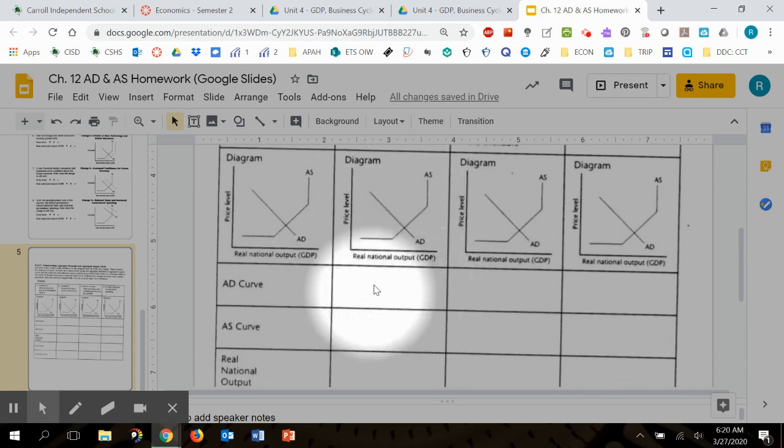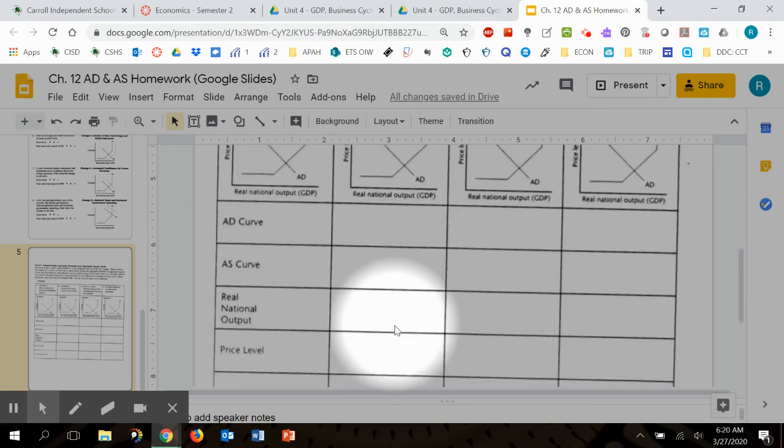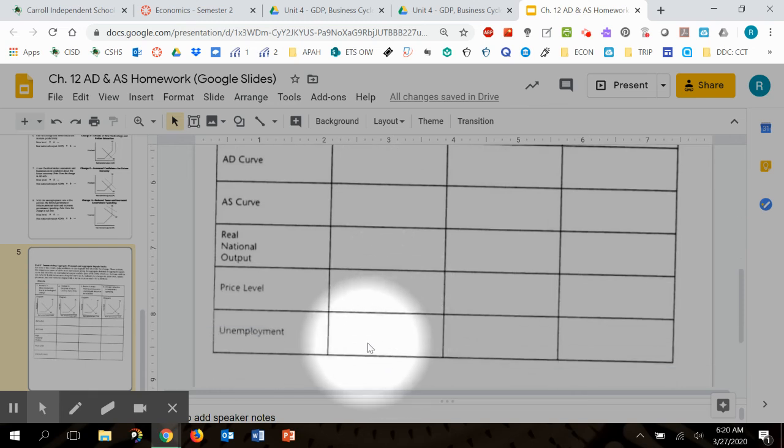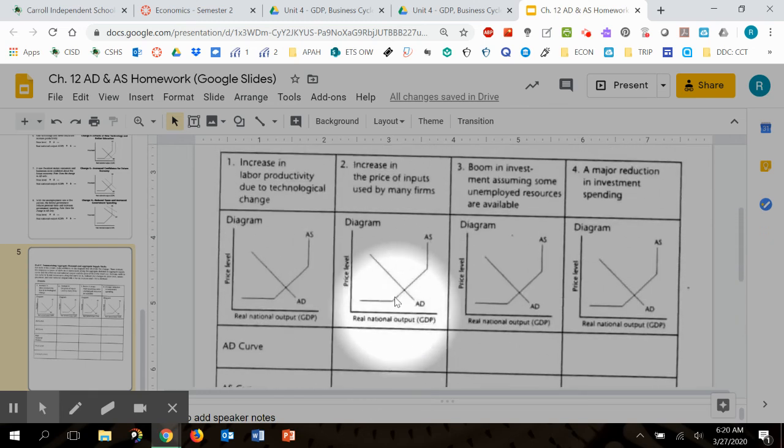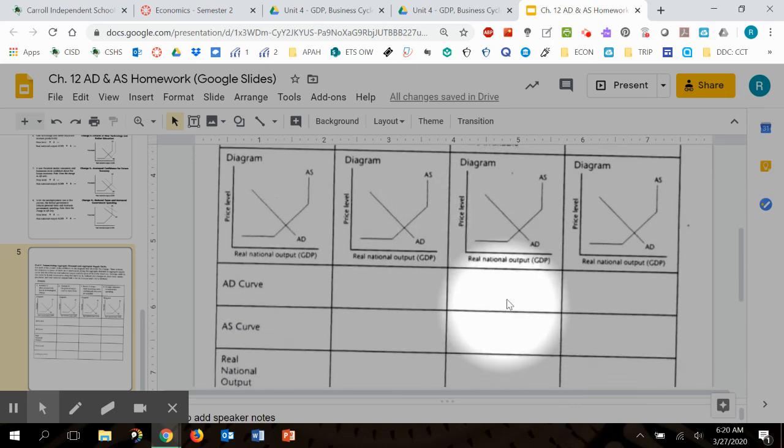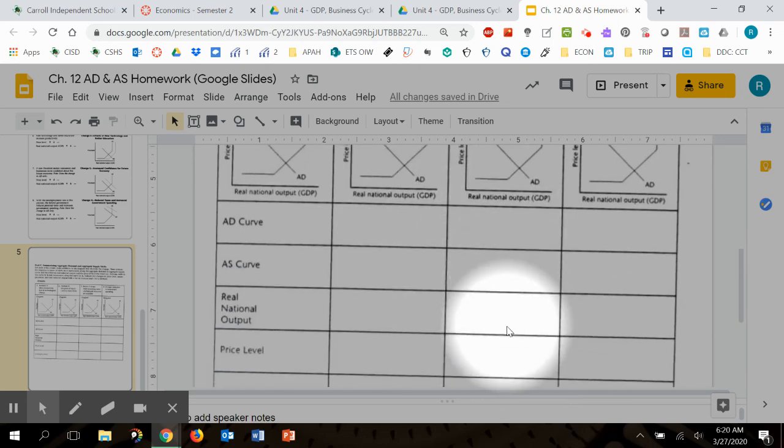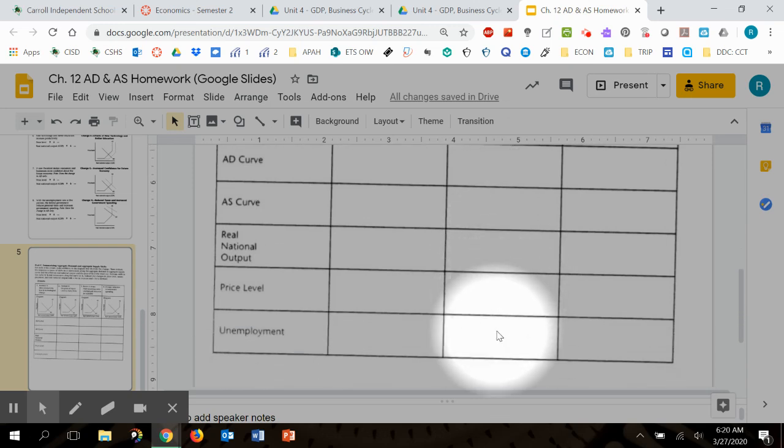All right. That means AD curve still moving. AS curve is shifting. Real national output now is going to decrease. Price level is going to rise and unemployment's going to rise. So that is stagflation again. We don't like that. Boom in investment spending, assuming some unemployed resources are available. Guys, that last phrase right there tells you you've got some room to grow in range 2 without popping over into range 3 where there's a lot of inflation. Okay, so now we have an AD shift. We have an AS movement. Real national output is going to increase, price level increase, unemployment decrease.